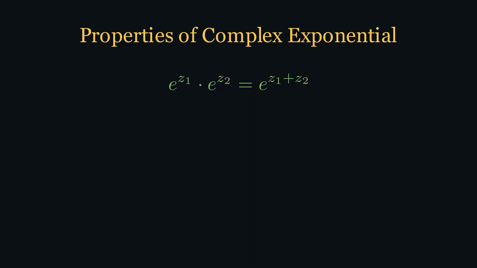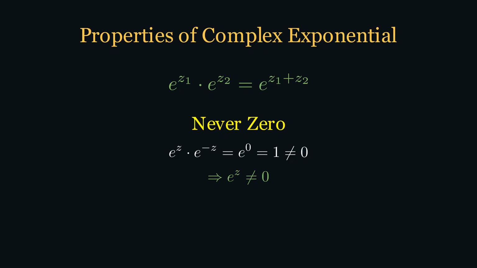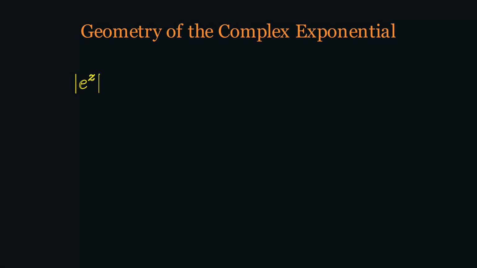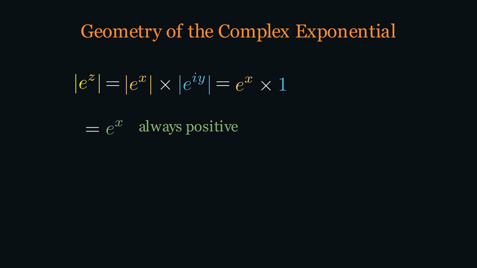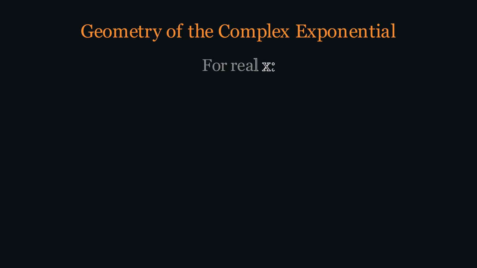The complex exponential is never 0, because e to the z times e to the -z equals e to the 0 equals 1. If e to the z were 0, this product would be 0, but it's 1, so e to the z can't be 0. Geometrically, the absolute value of e to the z equals the absolute value of e to the x times the absolute value of e to the iy, equals e to the x times 1 equals e to the x, which is always positive. For real x, the absolute value of e to the ix equals 1.